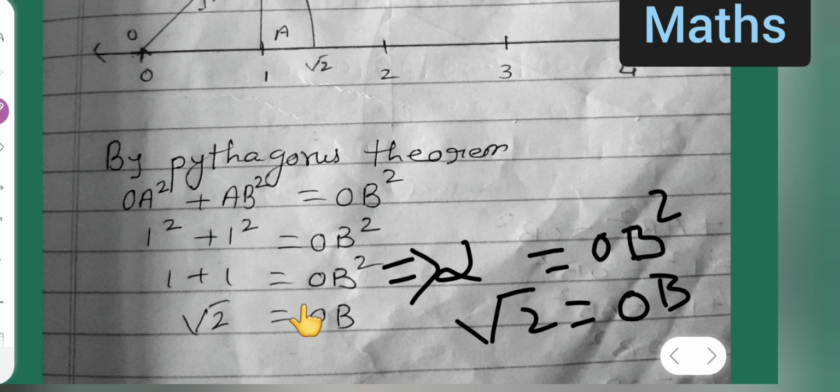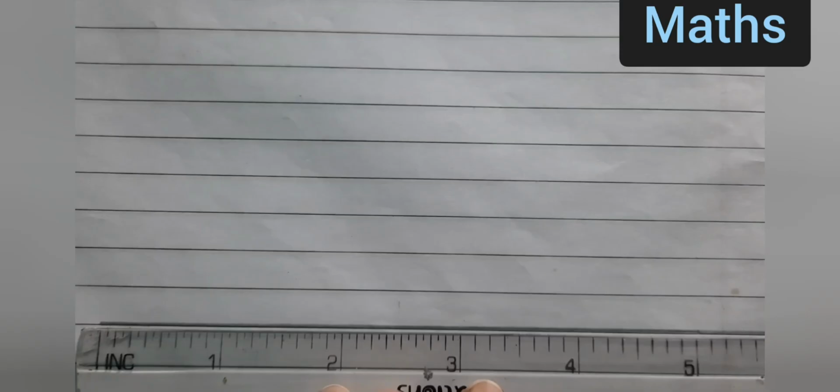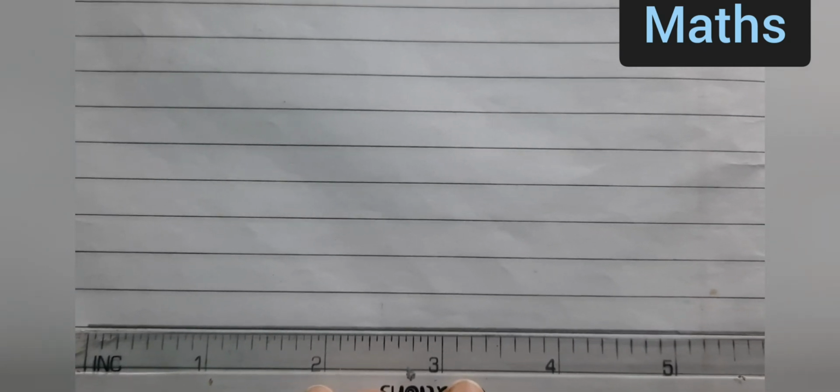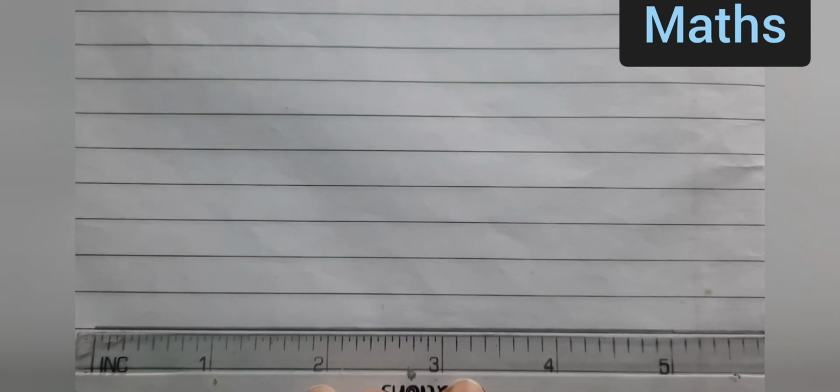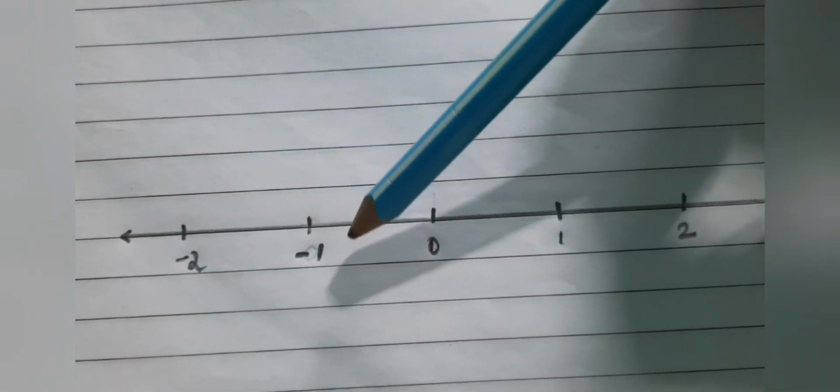Next let me start constructing, or representing, root 2 on the number line, okay? You'll have to take this in inches, okay? Draw a line in inches first. So these are all in inches, whatever it is. So this is -2, -1, 0, 1 and 2, okay.